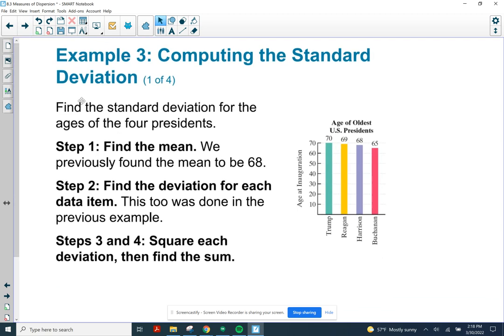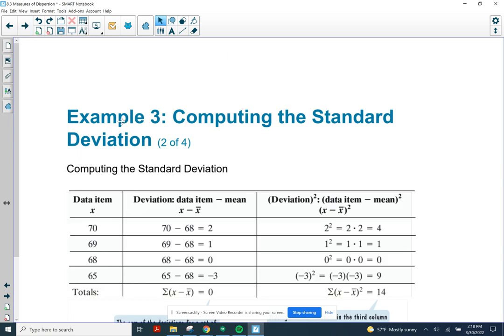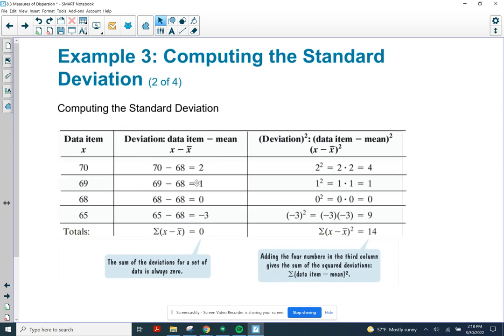So we're going to go ahead and do this process on our 4 oldest U.S. presidents. We're going to find the standard deviation. First thing is we find the mean. Well, we've done that already. It's 68. We're going to find the deviation for each data item. We've done a couple of those, but we didn't do all of them. So we're going to build a table where we find the rest of them.